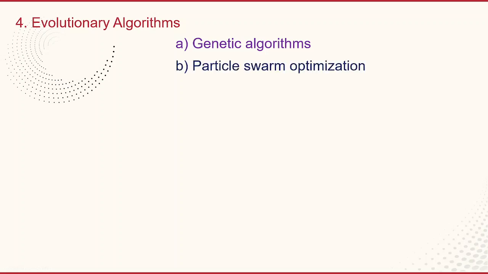Next, particle swarm optimization. This algorithm models a population of particles that move around in the search space, influenced by their own best position and the best position of the swarm. It is often used for solving optimization problems in engineering and design. Next is ant colony optimization. This algorithm models the behavior of ants searching for food and uses pheromone trails to guide the search. It is often used for solving optimization problems in transportation and logistics.